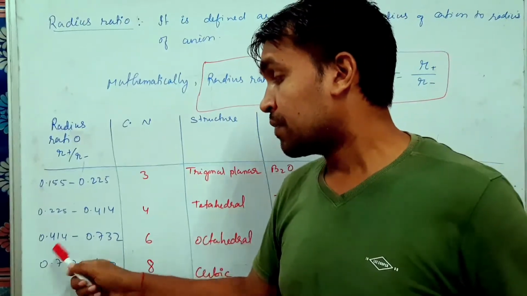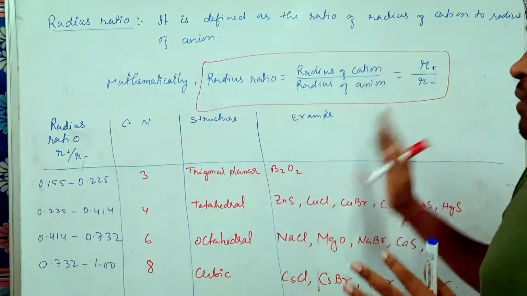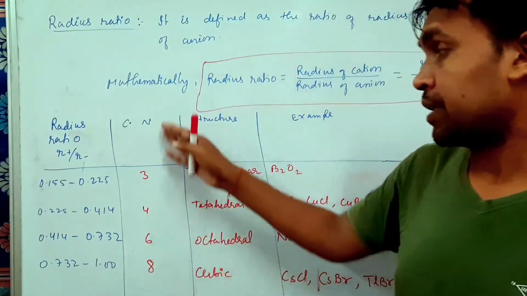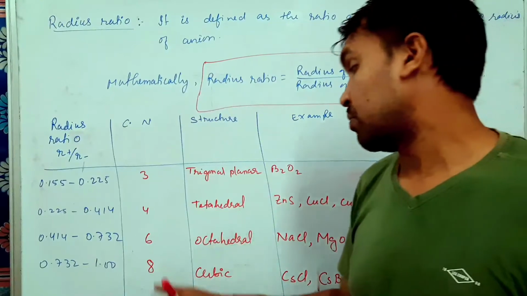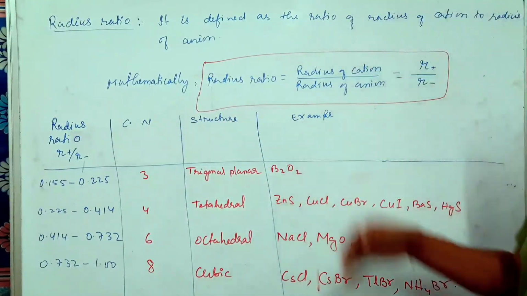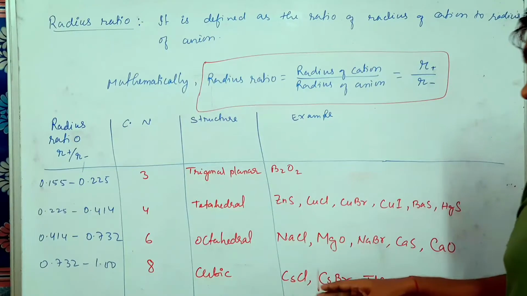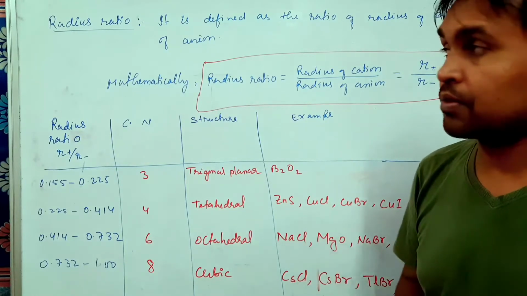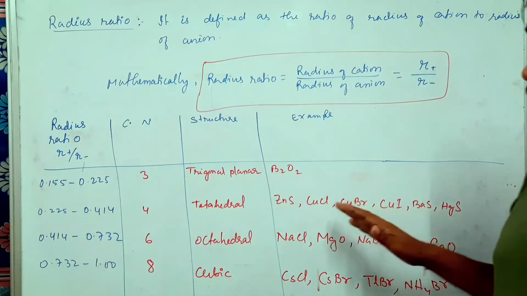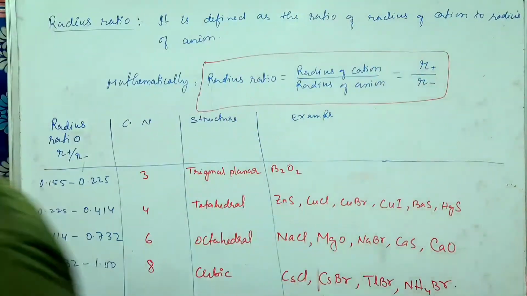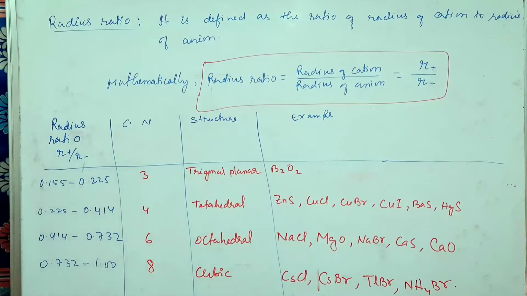Fourth one: if after dividing you get a radius ratio between 0.732 to 1, then the coordination number of that compound will be 8, and the structure will be cubic. Examples are CsCl, cesium chloride, cesium bromide, thallium bromide, and ammonium bromide. So these are some examples. Dear students, hope you have understood. Very simple it is. You can pause the video and take down the notes.